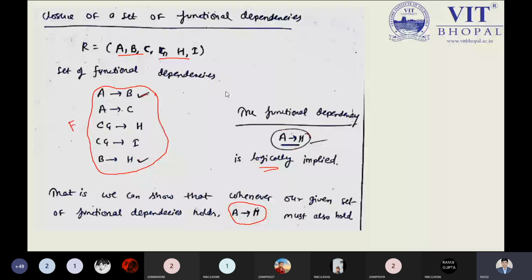Closure of a set of functional dependencies: we have a relation R with attributes A, B, C, G, H, I. These are six different attributes. And some set of functional dependencies is given to us: A determines B, A determines C, CG determines H, CG determines I, and B determines H. What is the question we have to prove over here? We have to prove whether A determines H is possible or not. You have to prove it, and that is identified by logical implication.